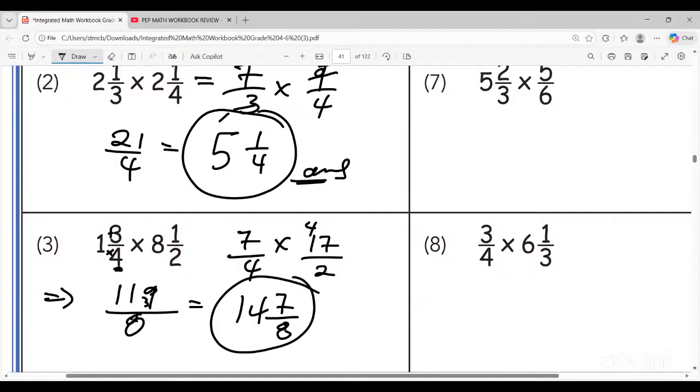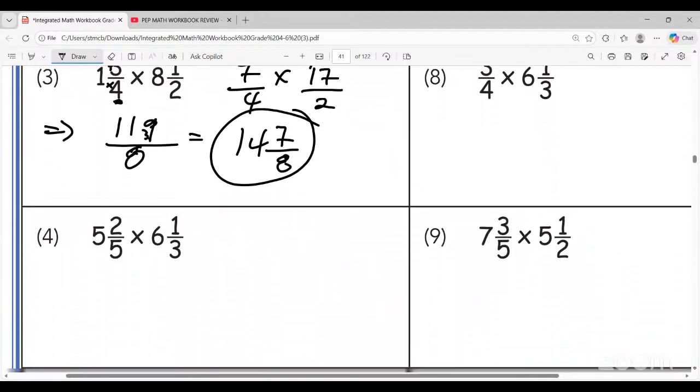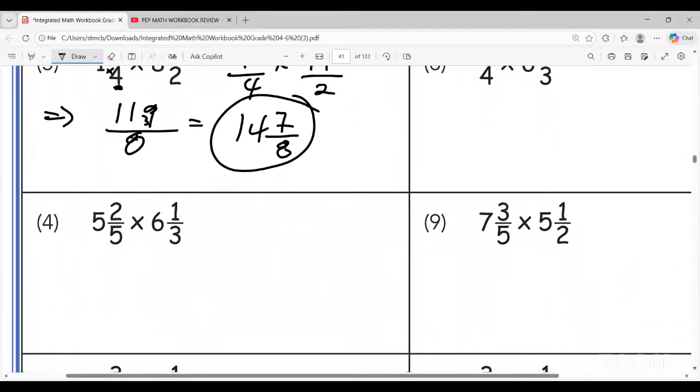What about number 4? So we have 5 and 2/5 times 6 and 1/3.